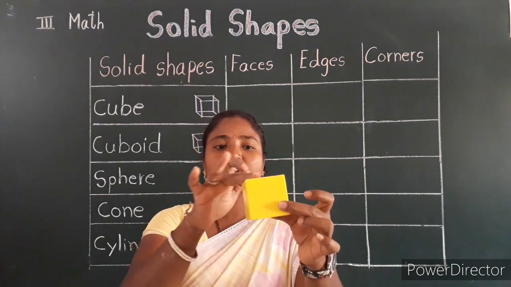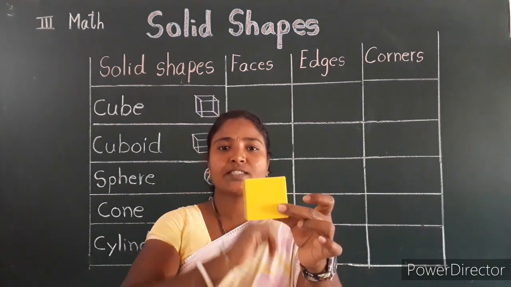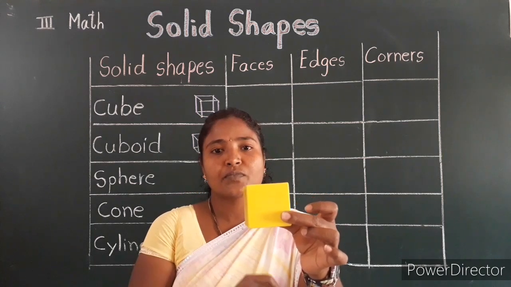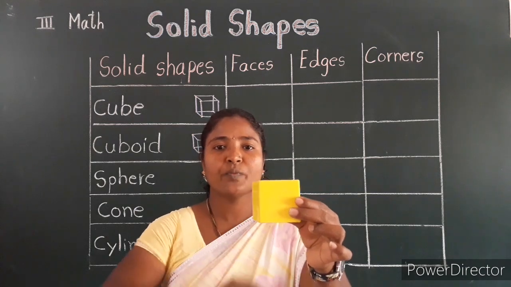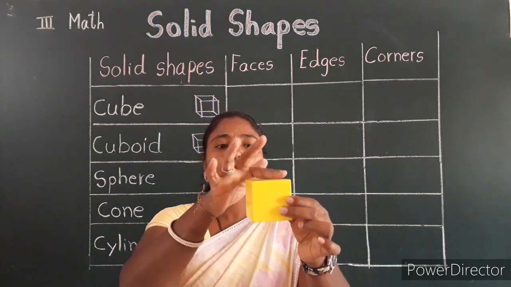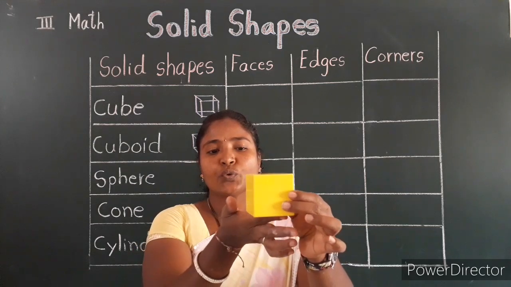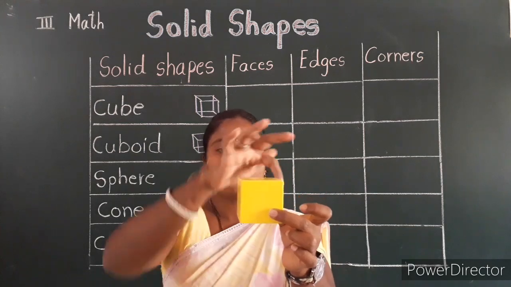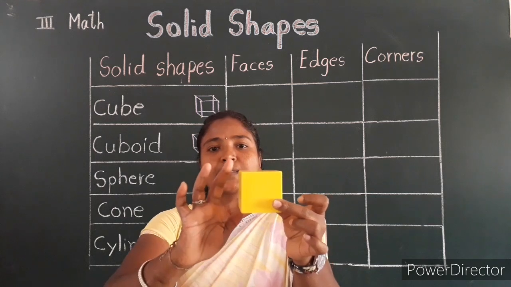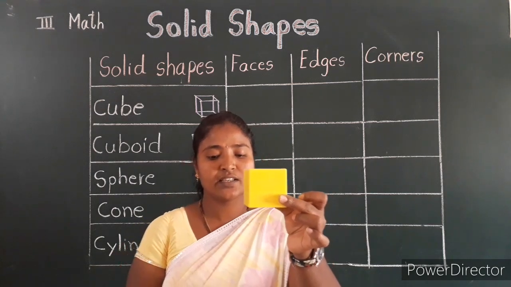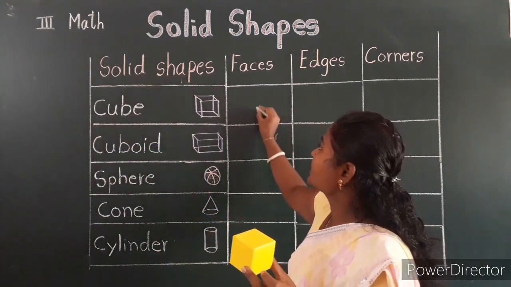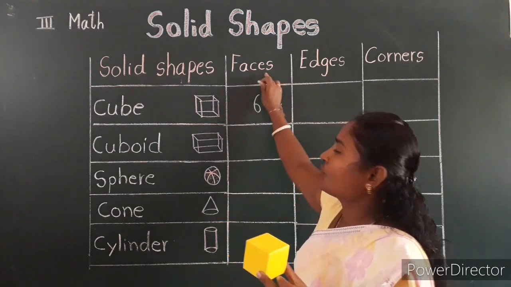The surface of a solid shape is called a face. Let's count how many faces a cube has. 1, 2, 3, 4, 5, 6. How many faces, children? Yes, 6. A cube has 6 faces.